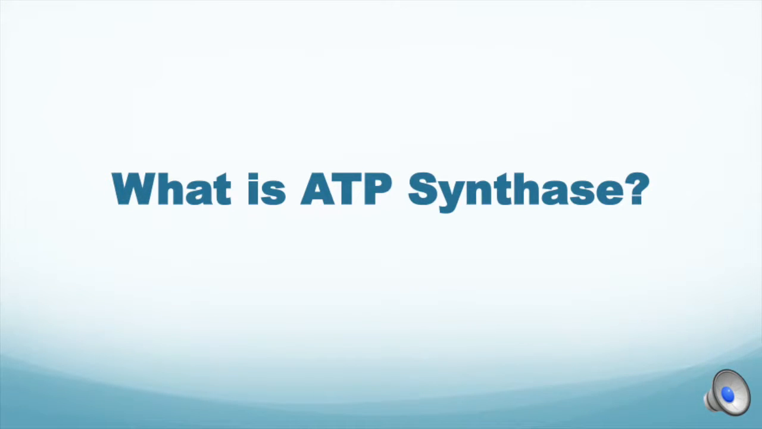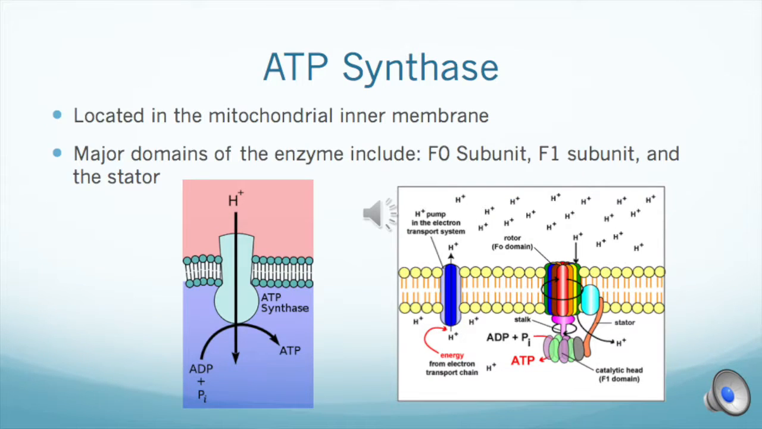What is ATP synthase? ATP synthase is an important enzyme that creates the energy storage molecule adenosine triphosphate. ATP is the most commonly used energy currency of cells for most organisms. It is formed from adenosine diphosphate and inorganic phosphate.